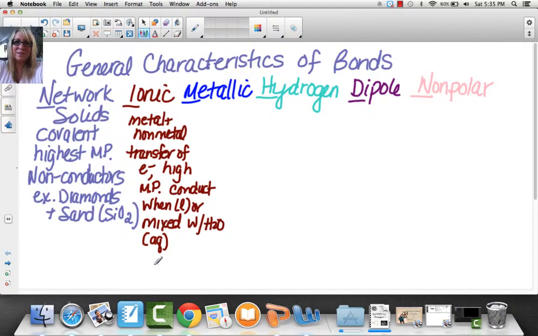An example of an ionic compound, as I said, is NaCl, where Na transfers its one electron to Cl. Remember that when we write Lewis dot diagrams for ionic compounds, we have to have brackets around what's gaining, and we need charges. So chlorine gained 1, Na gave up 1. The one that's gaining is always negative.